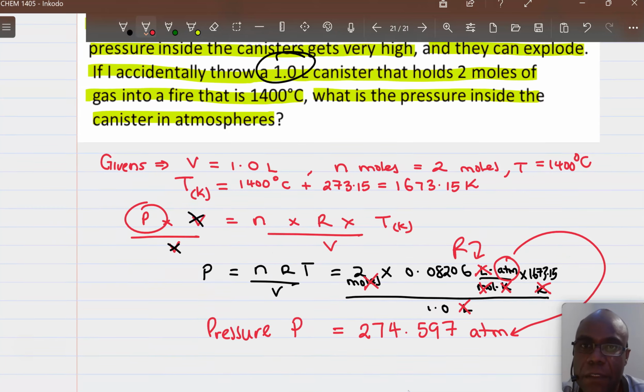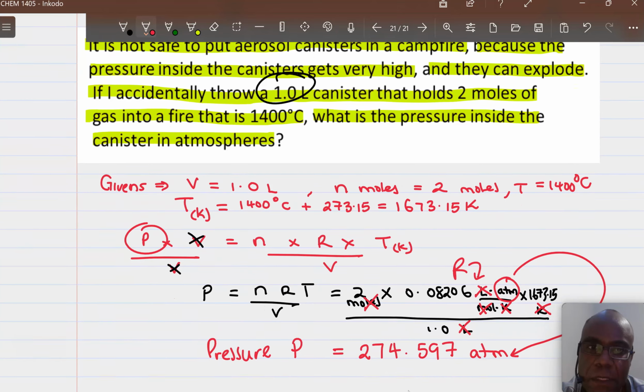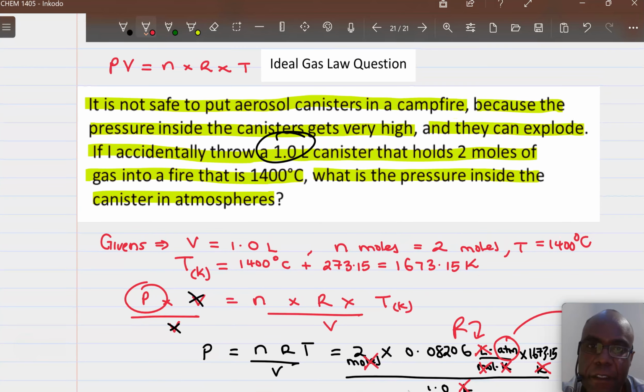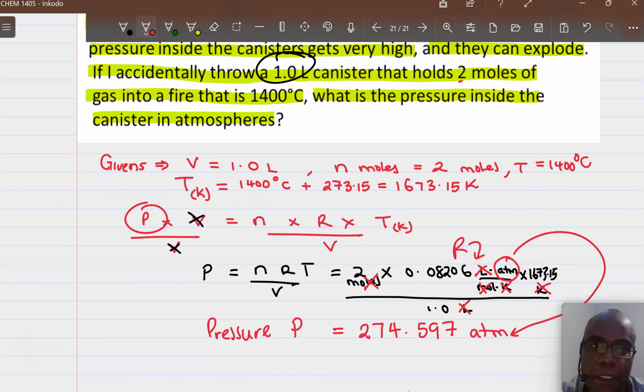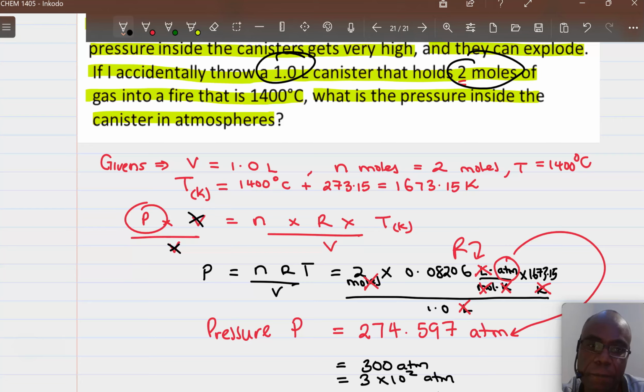Now, our question has values. I think I'm seeing the value as one significant figure here. I can leave it to one significant figure as 300 ATM estimated, because I see I have 2 moles here. Or write it as 3 times 10 to the power 2 ATM. Whichever the case, just report your answer to the significant figures you are asked to report to. So that's the answer that we found for the pressure using ideal gas law.